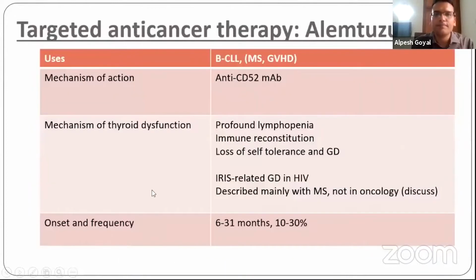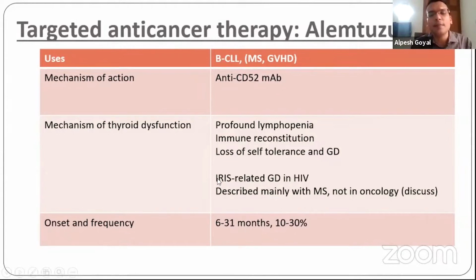Moving on to the third anti-cancer targeted agent, the anti-CD52 monoclonal antibody alemtuzumab. This is used in patients with B-cell chronic lymphocytic leukemia. Non-oncological indications include multiple sclerosis and graft versus host disease. Now, the mechanism for thyroid dysfunction with this class of agent is quite interesting. This agent induces profound B-cell and T-cell lymphopenia, which is followed by a phase of immune reconstitution. During this phase of immune reconstitution, you could get a loss of self-tolerance and development of Graves' disease.